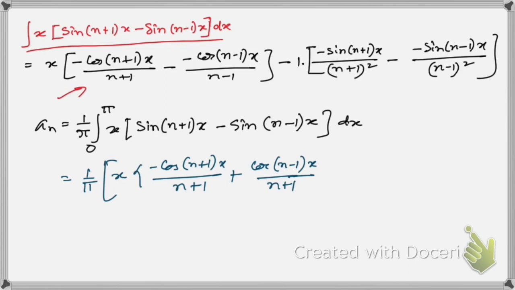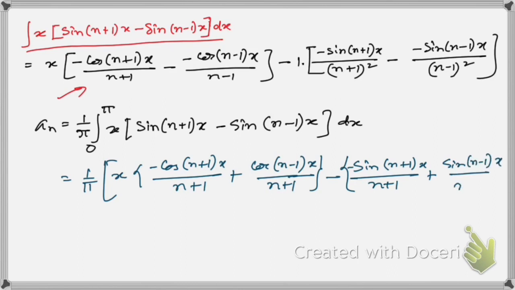Then again minus sine((n+1)x) by (n+1), and this minus, plus sine((n-1)x) by (n-1), here whole square. I forgot to write the whole square, so bracket close. That is what we have got, and we are integrating it from 0 to pi, right? 0 to pi.